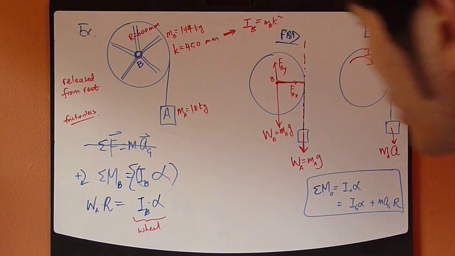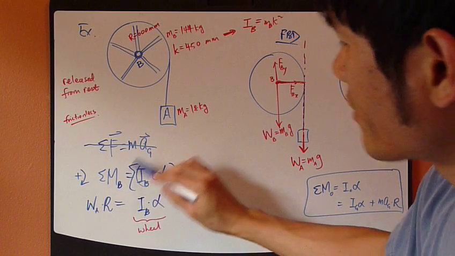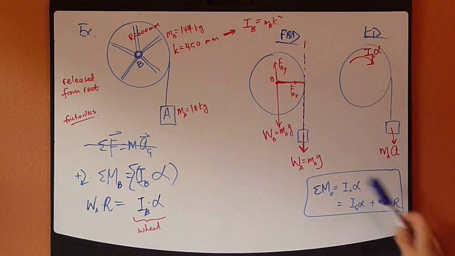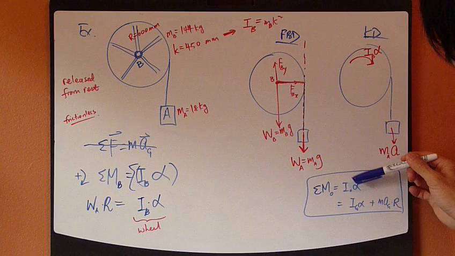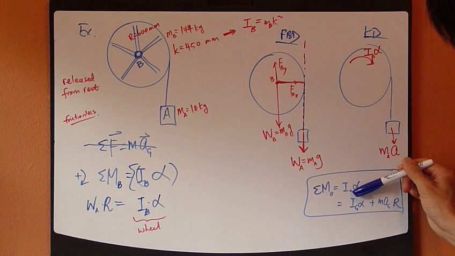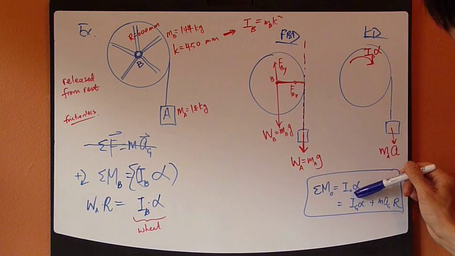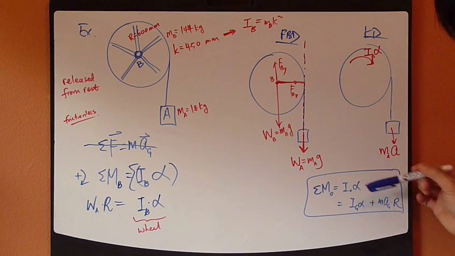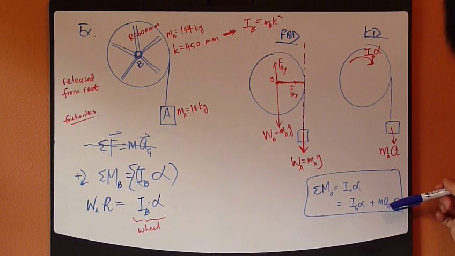Okay, let's keep going here. So this right-hand side is the I alpha term. Now, looking at this definition again, the sum of moments equals I alpha about the point where you take moment about. This also equals these two terms. You can split into these two terms from the parallel axis theorem.